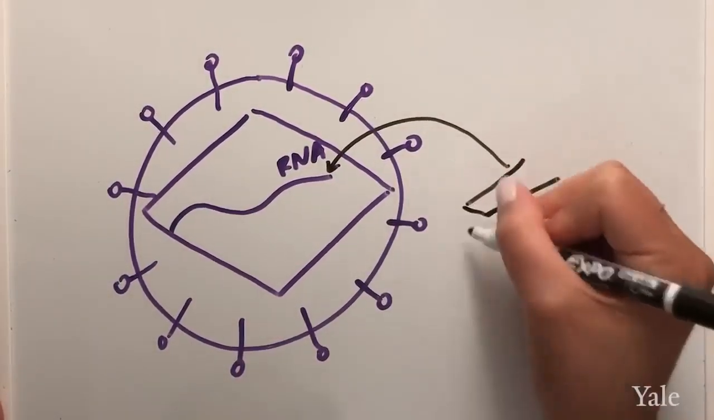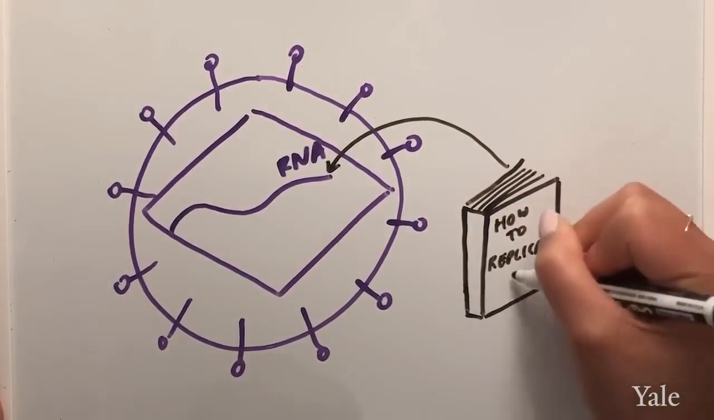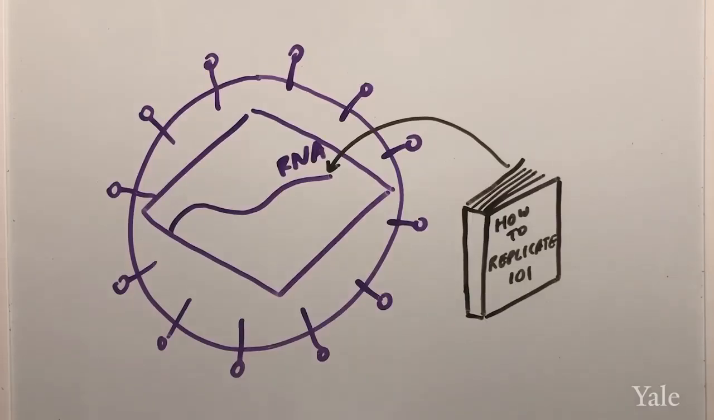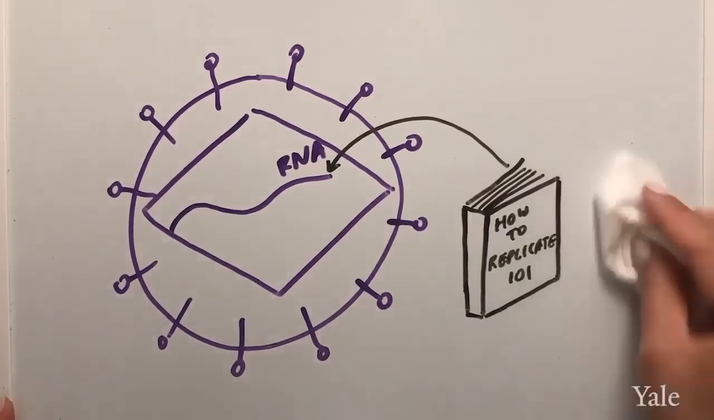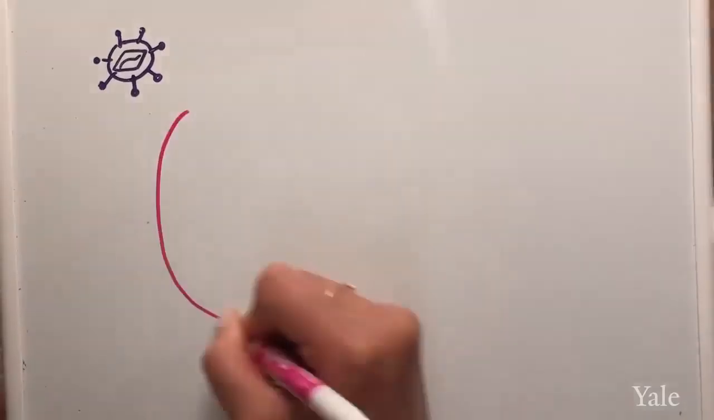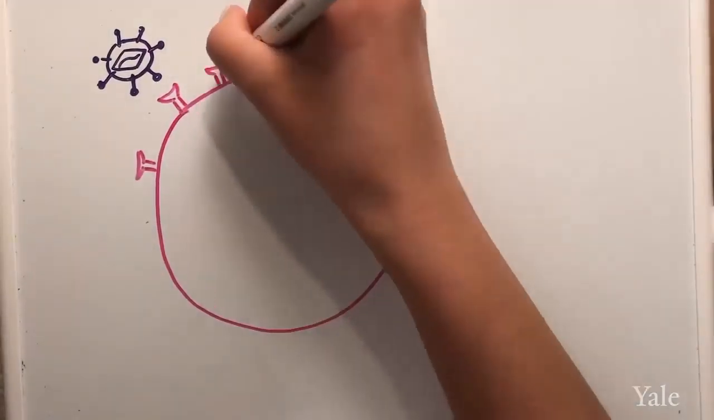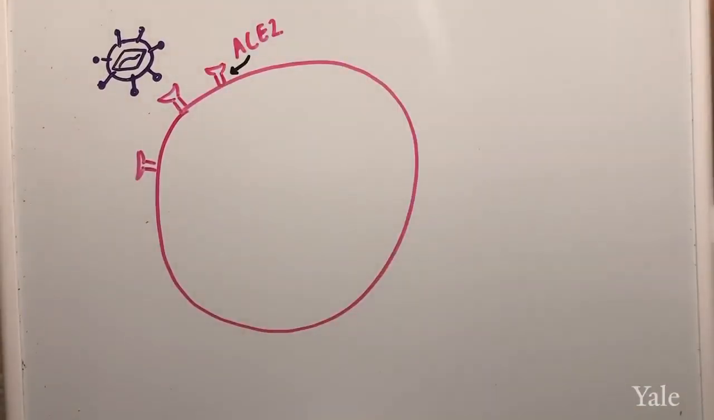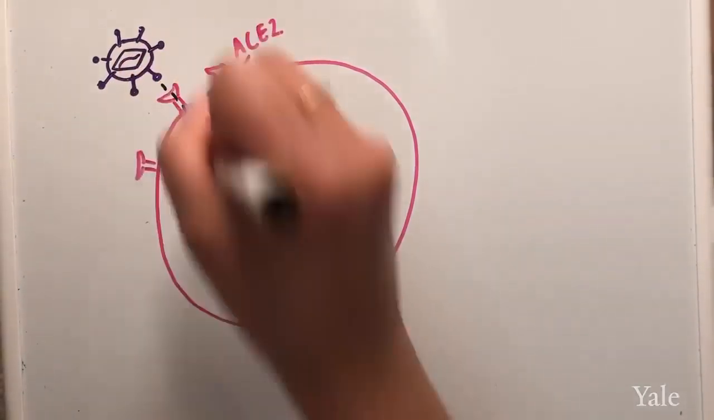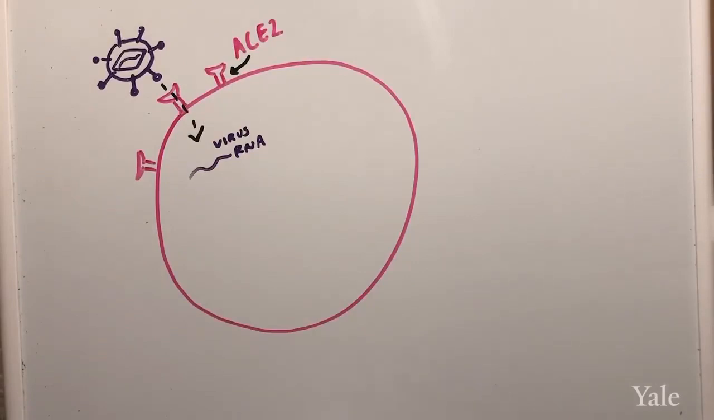The RNA has all the instructions for how this virus needs to replicate, if it had the proper machinery, but it lacks its machinery to replicate, so it has to infect a cell. Once the virus enters your body, it looks for cells with the right receptors. Specific spike proteins bind to a specific type of receptor called ACE2, which stands for angiotensin converting enzyme 2.